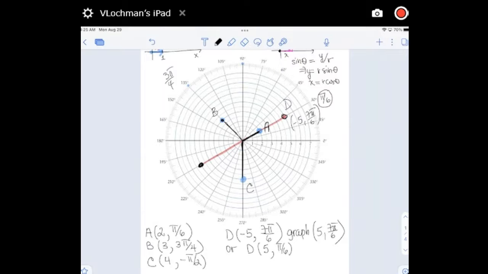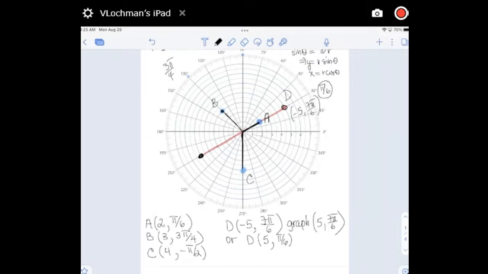So one of the problems on your homework will be of the following format. Here's a point. Determine two different representations of it. That's what they're asking you to do. And you'll get a couple of multiple options, so you'll select the one that's correct. All right, let's do one more of this same type.